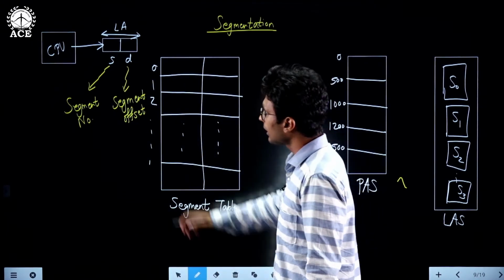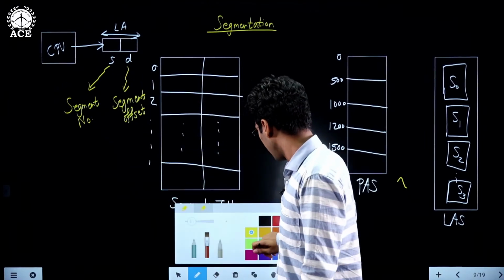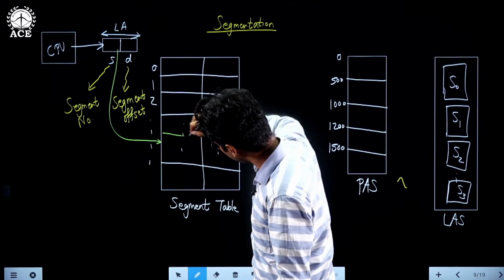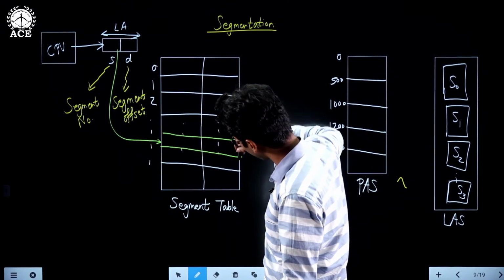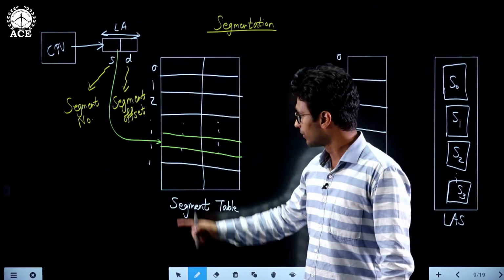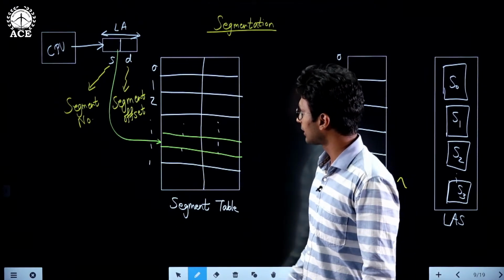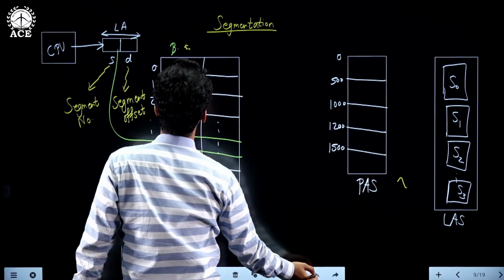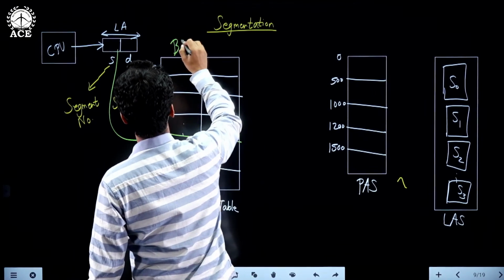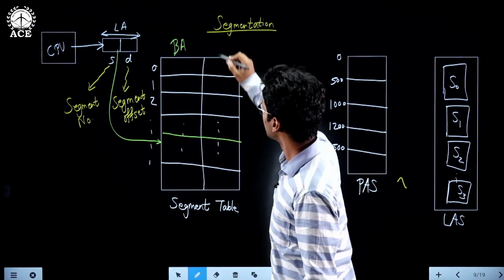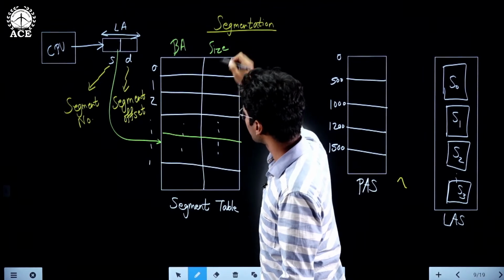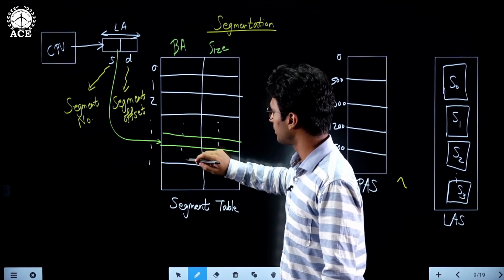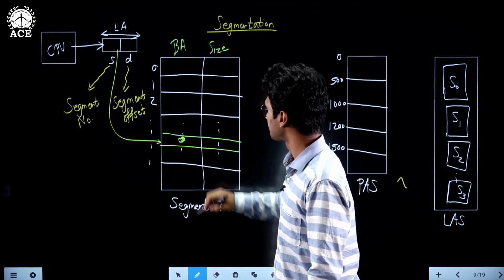See, this is the segment number you want to access. Now you will go to that particular segment number. You went to that particular segment number. What will it contain? It will contain the base address and the size of that particular segment. Base address and size. This will be the base address.